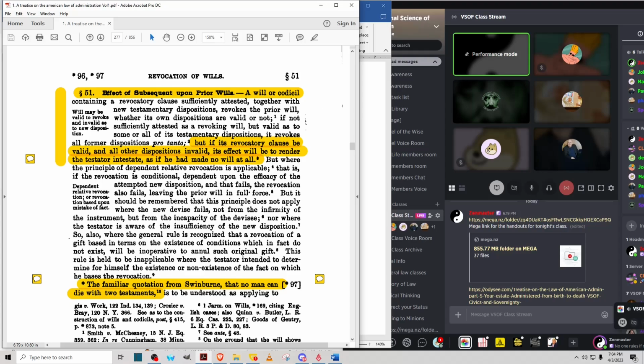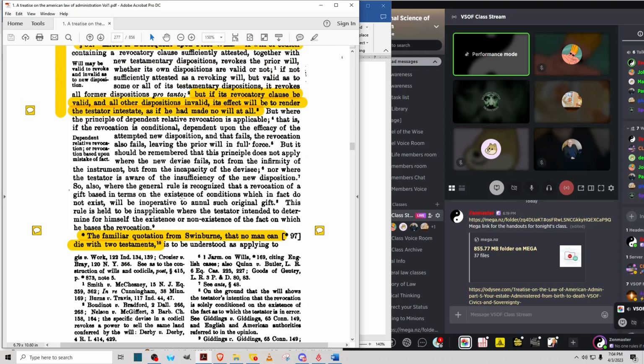So that revokes all the prior wills and all dispositions. So dispositions are the things that you state in a will to say, okay, this goes to so-and-so, or that goes to so-and-so, or I want my piano to go to my aunt, or whatever. That's a disposition, okay? And I'm going to skip down here.